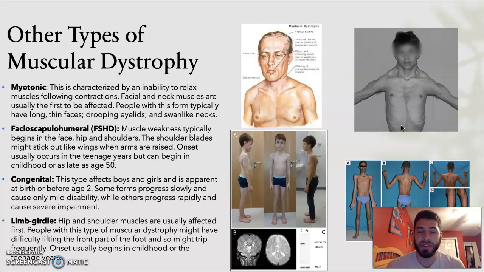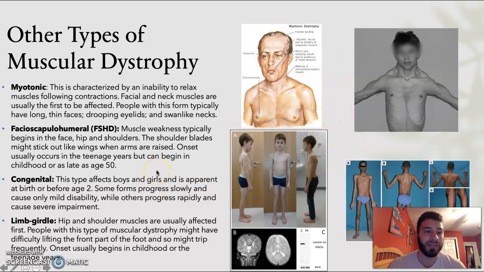So if you look at this first picture, top left, this is a patient with myotonic dystrophy, and you can see in the picture the eyes and the neck and face muscles, as well as the breast area, chest area, how it's affected from this type of dystrophy.